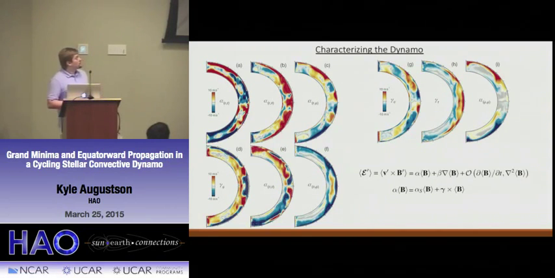Some of the primary features are, of course, that you have this north-south asymmetry, but you also have a radial asymmetry between the top and the bottom of the convection zone, which is related to the change in the sign of the kinetic helicity.